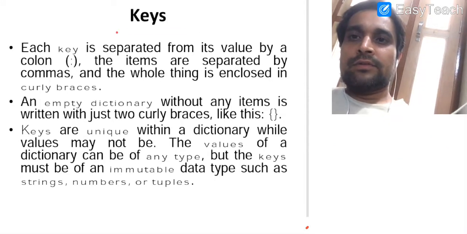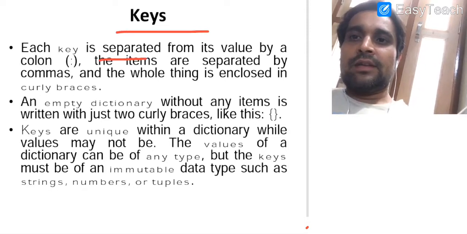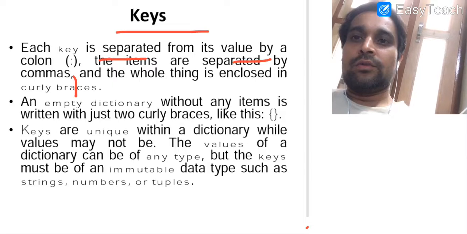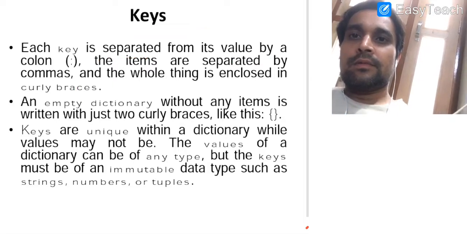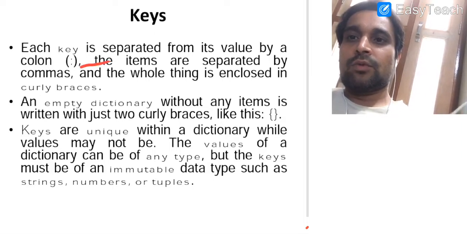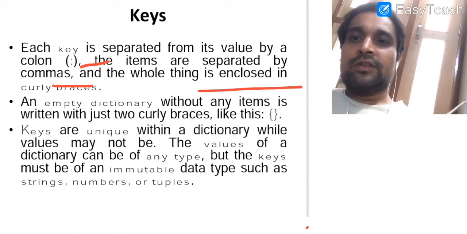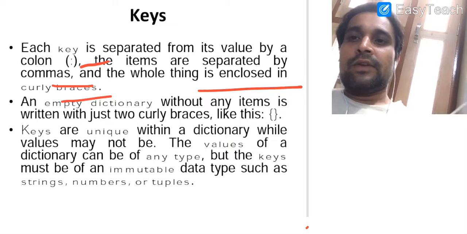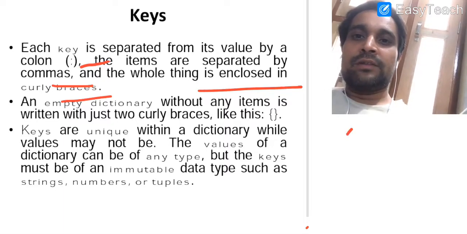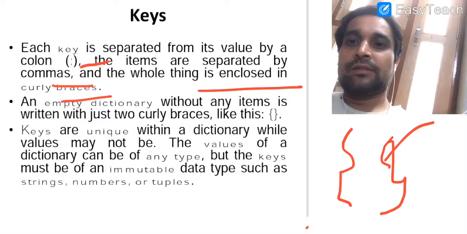Now let us have some more information about the keys that we use in a dictionary. Every key is separated from its value by a special symbol, that is the colon sign, and the items are separated by comma, and the whole dictionary will be enclosed in curly braces. We can also create an empty dictionary in Python by starting and closing the curly braces with nothing in between the curly braces, which represents an empty dictionary in Python.